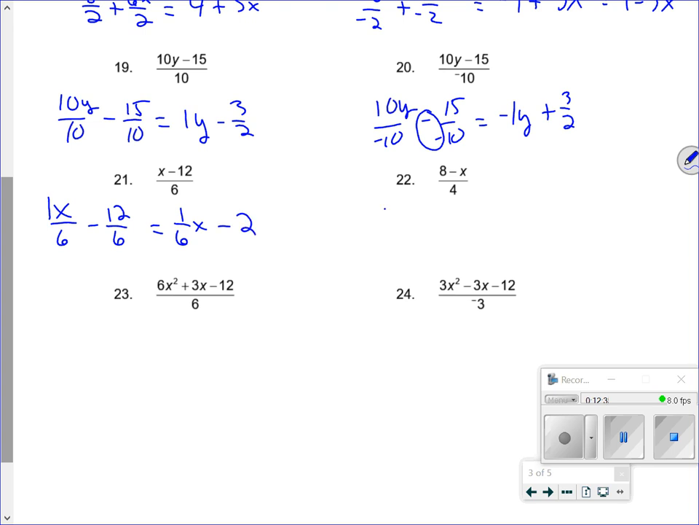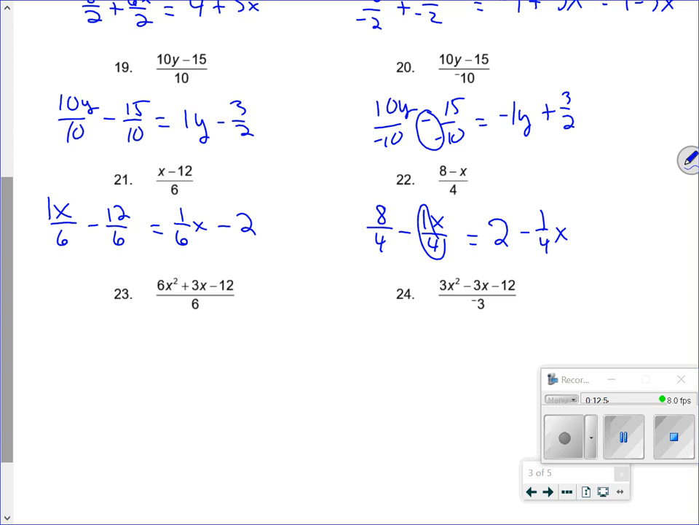Same thing on the next problem. 8 divided by 4 minus, I'm going to put a 1x divided by 4 so that I can see that coefficient. 8 divided by 4 is 2. And instead of writing 1x over 4, I'm going to pull this part and make it 1/4 x.